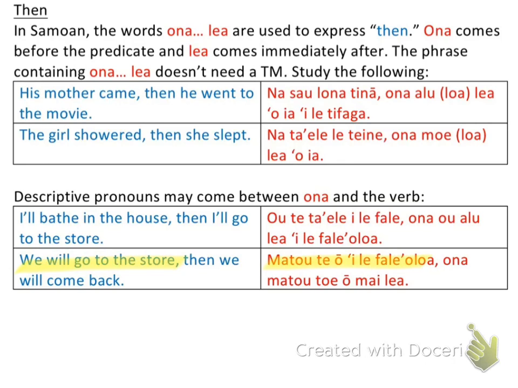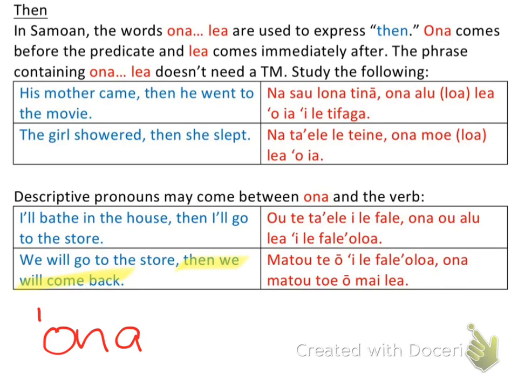Again, you just use your normal sentence structure skills. Mātou te o i le fale o loa, so that's if you're talking to someone and you're excluding them. If you wanted to include them, you just switch mātou with tatou. Okay, and then moving on to then we will come back. Okay, so I'm going to have my ona come first. Ona.